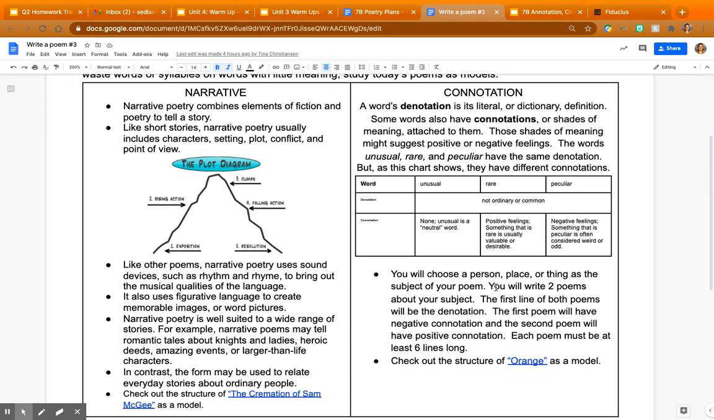If you write a connotation poem, it's also going to be 12 lines, but you do have to write 2 poems about your subject, like what was done in Orange. They had the 2. They had one that was positive, one that was negative. It says the first line of both poems will be the denotation. The first poem will have a negative connotation. The second poem will have a positive connotation, and each one needs to be at least 6 lines long to total 12 lines between the 2.